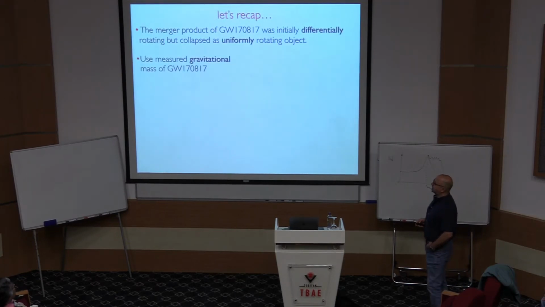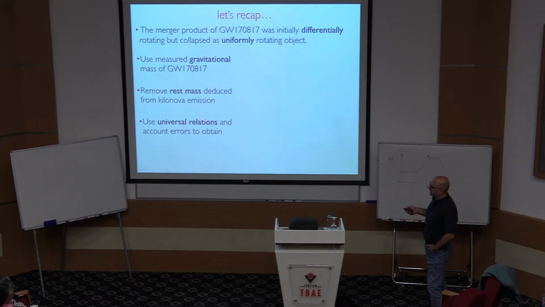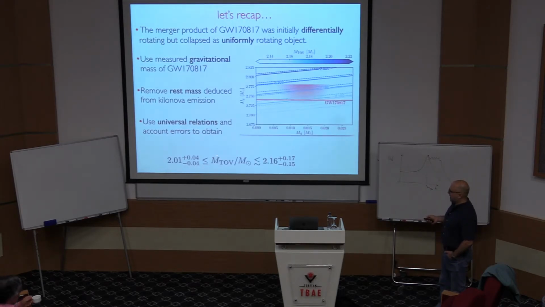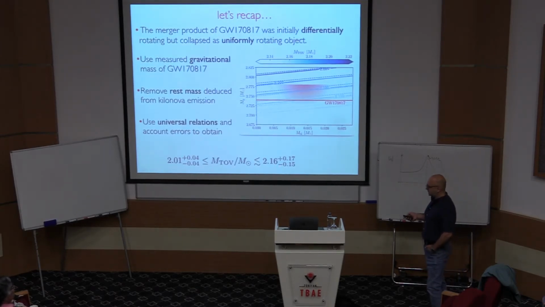So how do you put all of this information together? We know what the gravitational mass is. We know how much mass has been lost because of the kilonova emission. We can use the universal relation and account for all the errors and obtain the following estimates. Okay, so M TOV, the maximum mass of a non-rotating star, is between 2 solar masses and 2.16 solar masses plus a rather large error. This is an observational fact.